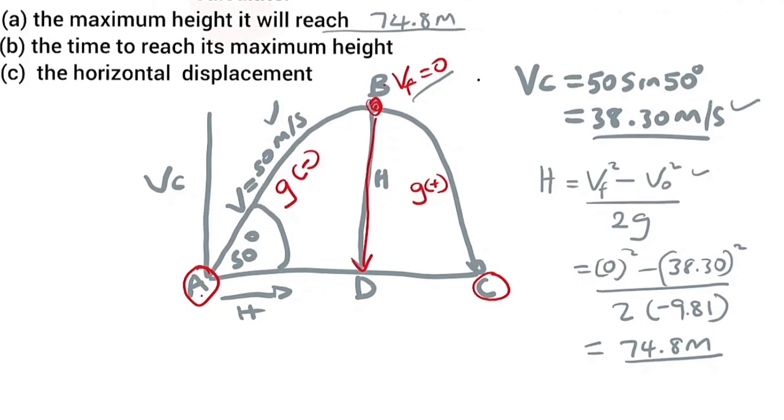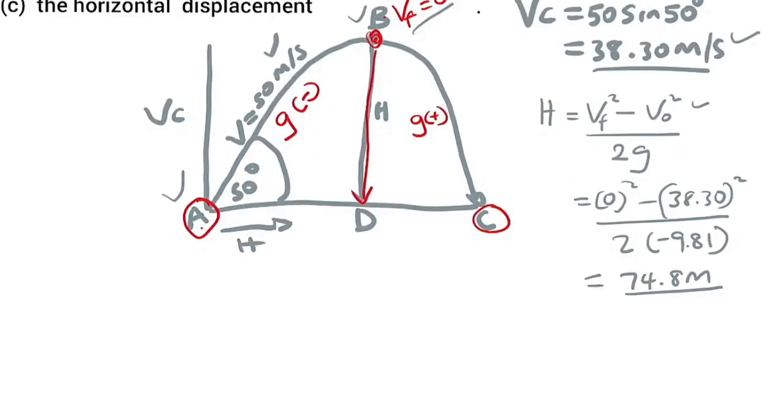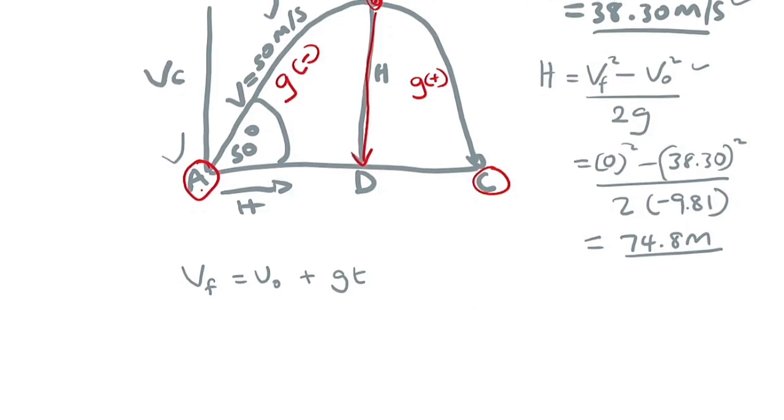Then from here they said you must calculate the time to reach its maximum height. That means the time from point A to point B. The formula that we're gonna use to find that time is one of the equations of motion: V final is equal to V initial plus gt. We're gonna use this formula.